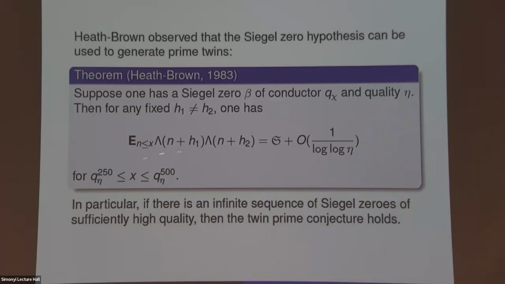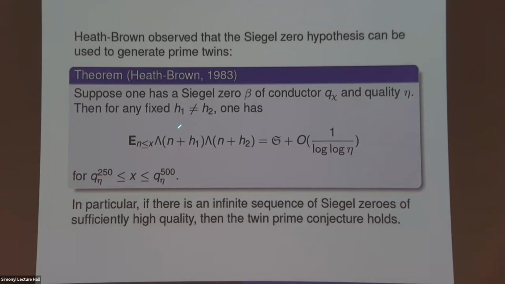Roughly speaking, at scales slightly bigger than the conductor, the Siegel zero gives you a lot of information, and then it tapers off, and then you lose information. So what Heath-Brown showed is that if x is a polynomial size in the conductor, and specifically he gave these exponents between the conductor to the 250 and conductor to the 500, then you get this asymptotic, but if x gets bigger than that or less than that, he doesn't claim anything.